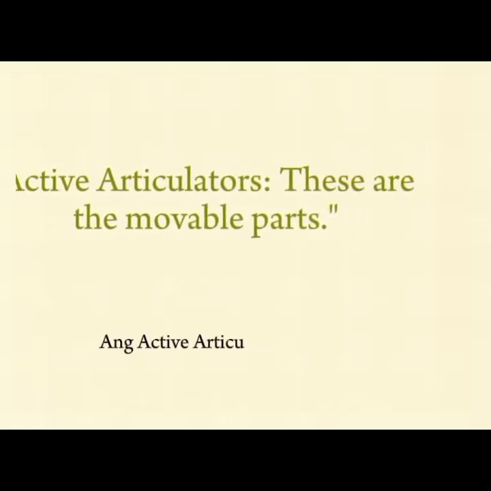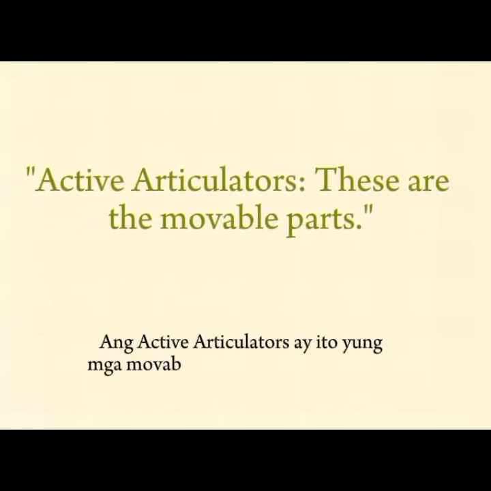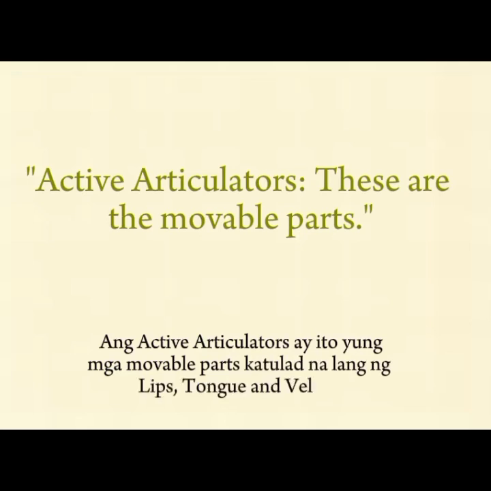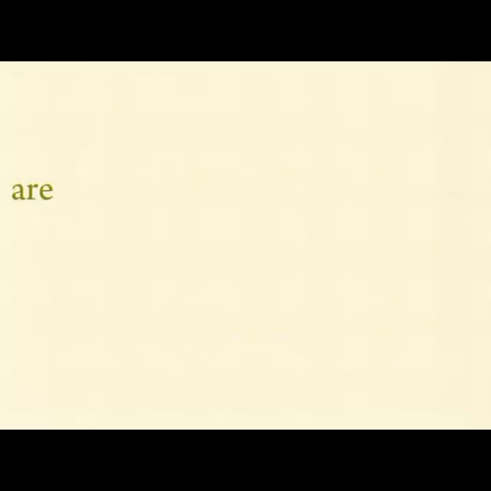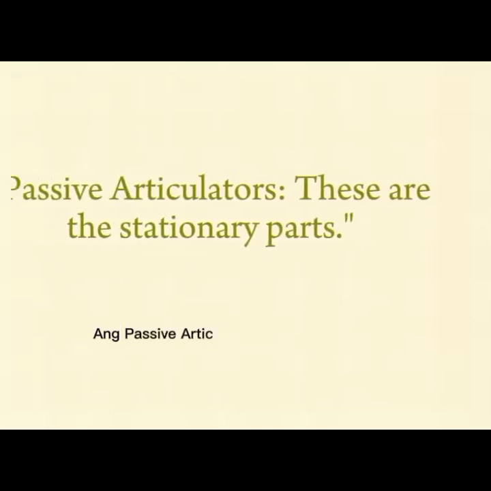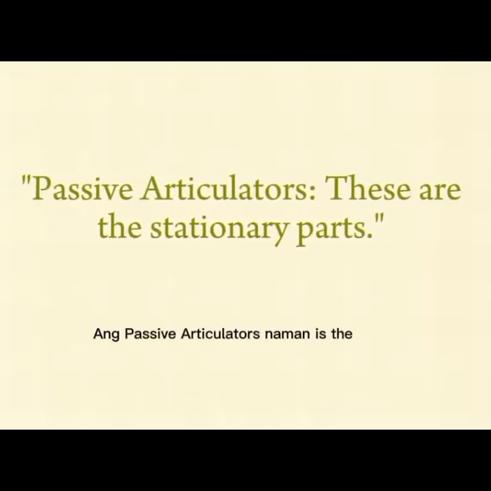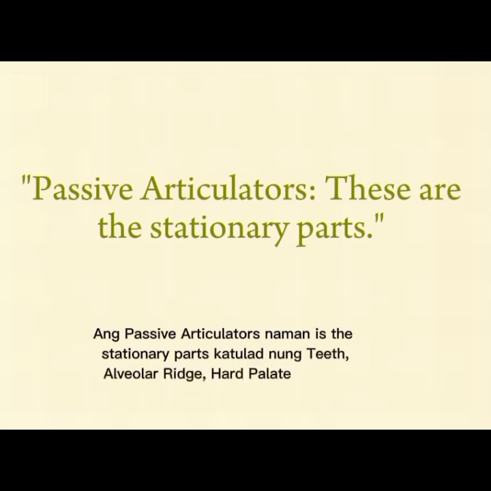Ang active articulators ay ito yung mga movable parts katulad na lang ng lips, tongue, and velum. Ang passive articulators naman is the stationary parts katulad ng teeth, alveolar ridge, hard palate, and the velum.